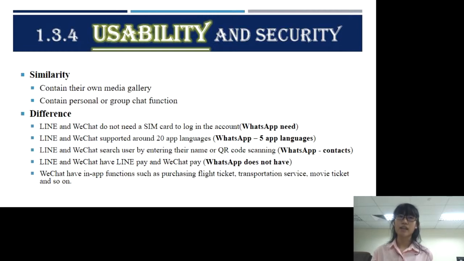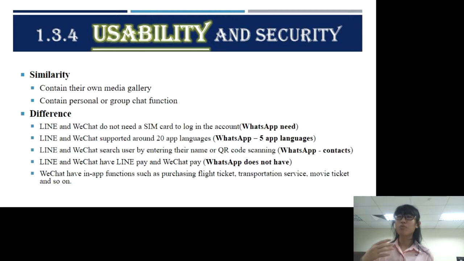The fourth one is that Line and WeChat have Line Pay and WeChat Pay, but WhatsApp currently does not have in-app payment, which is only available for beta users in India. So WeChat does not have the in-app function.